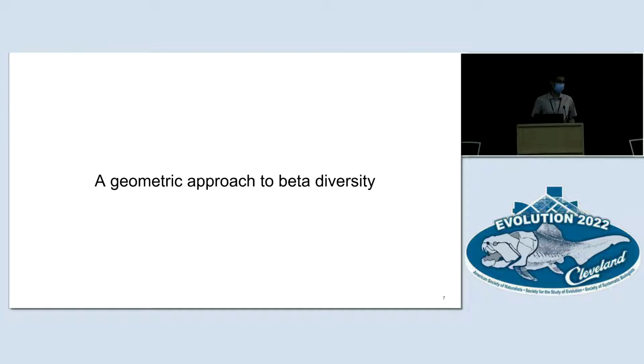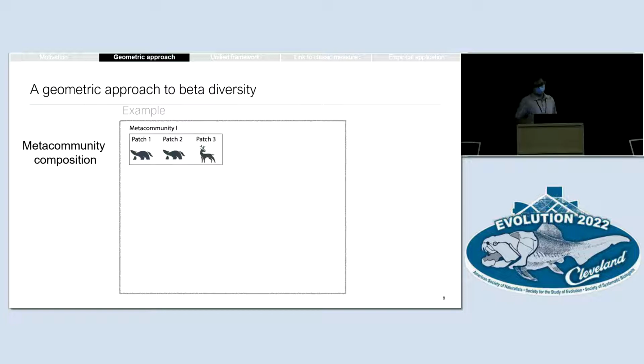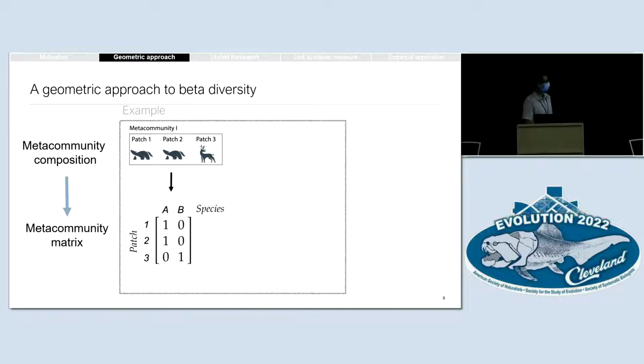So to solve this question, we proposed a geometric approach that would embed a metacommunity as some geometric object living in a high-dimensional space. To illustrate the workflow, let's walk through a very, very simple example. The first information we need is the metacommunity composition, for example, what are the patches and the patch compositions in each patch? And then we represent this metacommunity composition using an equivalent representation as a matrix.